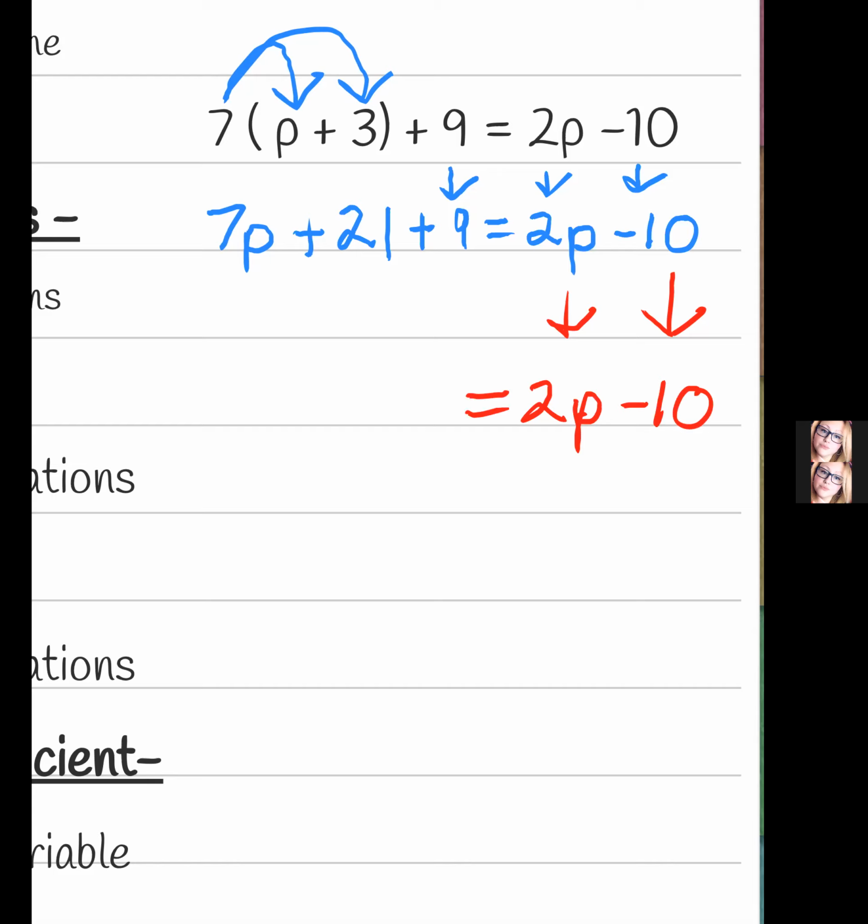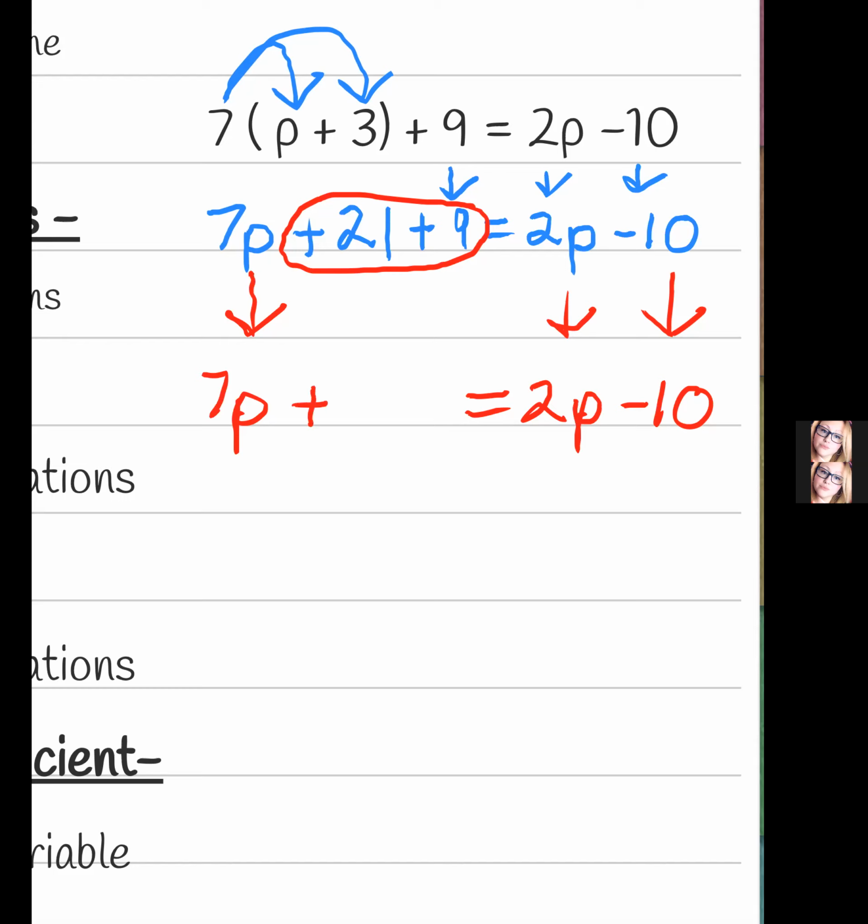Now here's where I have to pay attention, and I like to circle my like terms. So my first is 7p. Now, does 21 and that strange looking 9 I wrote have a p attached to it? No, they don't. So that means 7p, it doesn't have any friends. So it's going to come right on down. But 21 and 9, guess what? Those are both constants and they are like terms. So we can, in fact, combine them. So what is positive 21 plus 9?